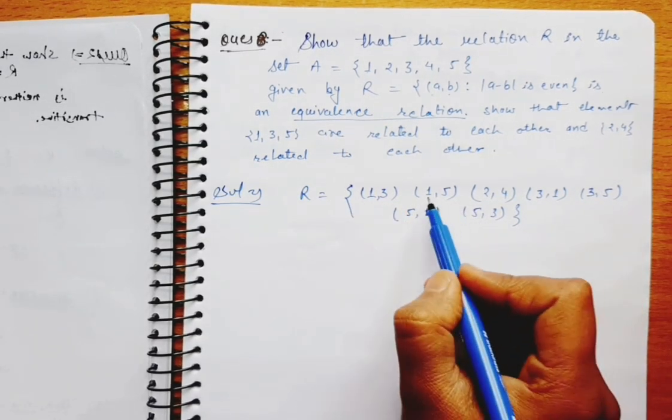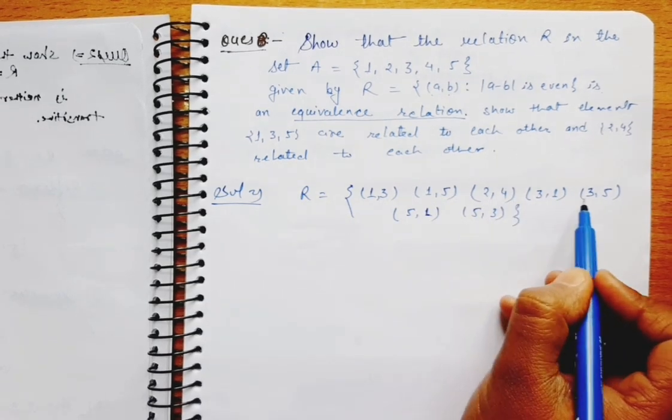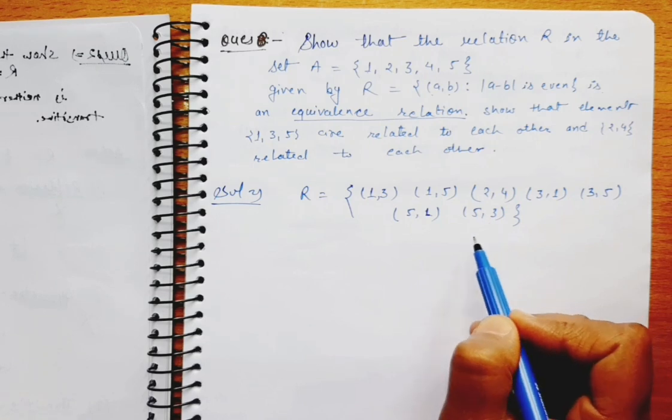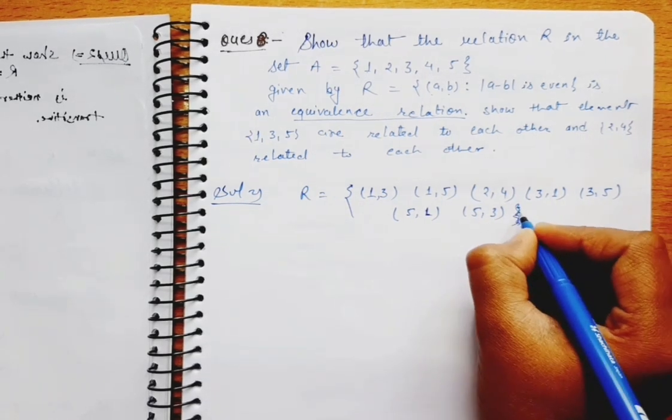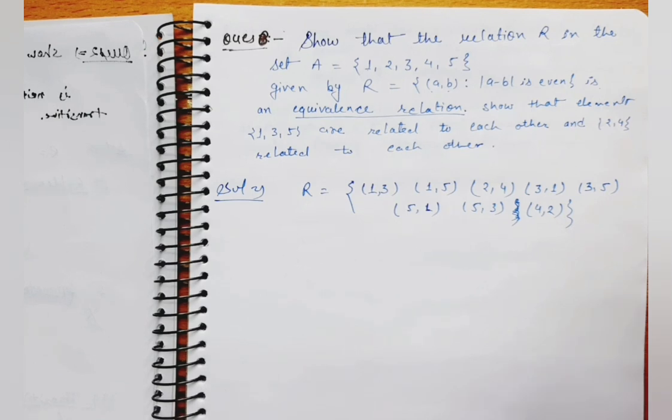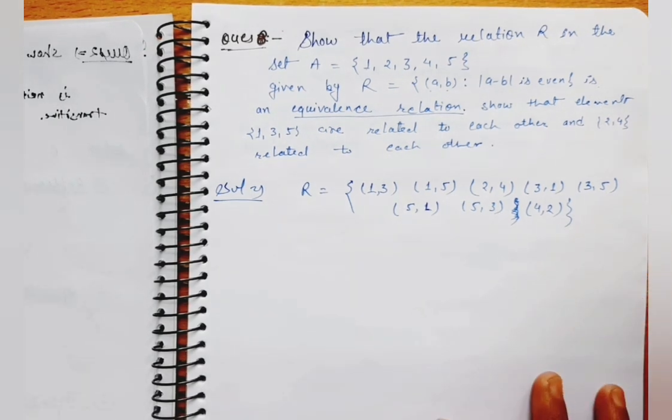1, 3; 1, 5; 2, 4; 3, 1; 3, 5; 5, 1; and 5, 3. Also 4, 2 being in the relation.